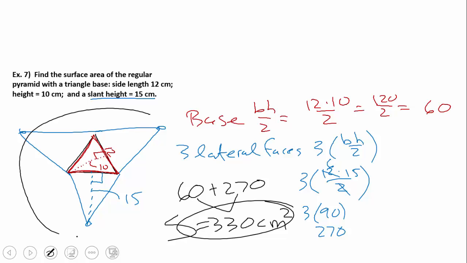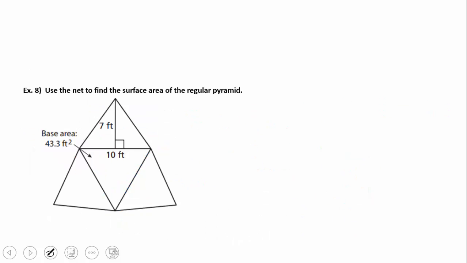So you can draw pictures 3-dimensional, or you can draw nets. It all helps. We just have 2 more examples for the night. The first one, use the net to find the surface area of a regular pyramid. We've already done that, but we know this is regular. So when we take this and highlight it, we've got that base, which is the base times the height divided by 2. And that's going to be what?